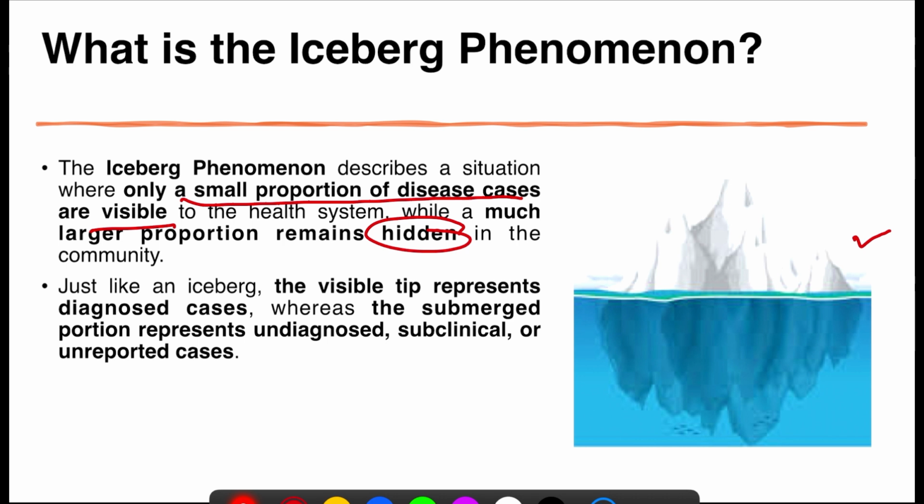Similarly, in the iceberg phenomenon of disease, the visible tip represents the diagnosed cases, while the submerged portion remains the major chunk of the disease, which is undiagnosed or subclinical cases or the unreported cases.